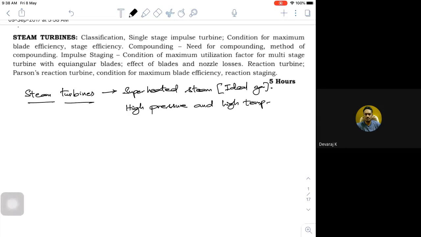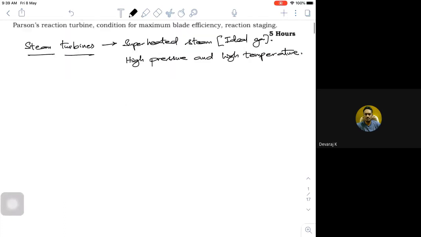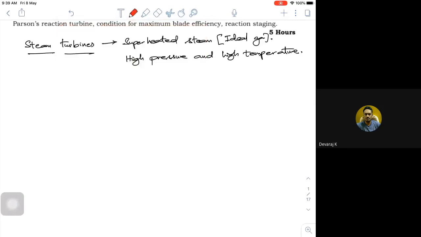The moment I say high pressure, how high is it, 10 bar or 20 bar, or what is it? If I say high temperature, what is the corresponding temperature? To understand this, let's draw the HS diagram and write some of the points, and then we will proceed with the classification, all those things.